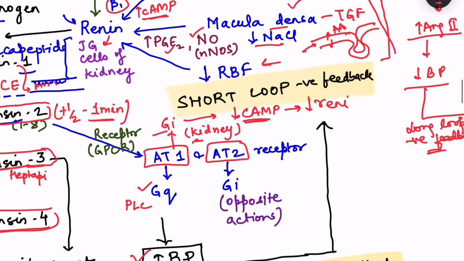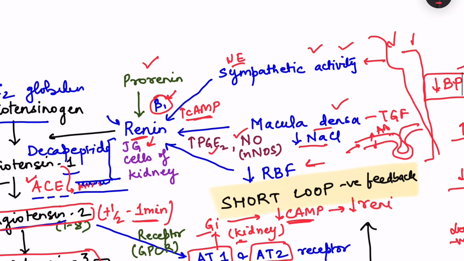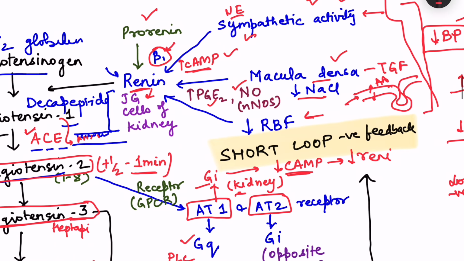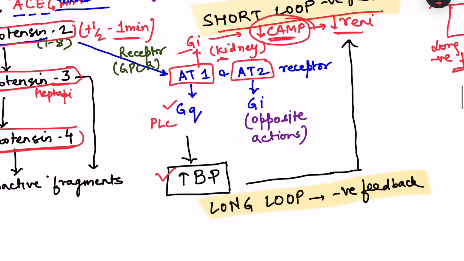Okay, so what is the significance? See, we have seen here in renin that the sympathetic activity, by acting on the beta 1 receptors, causes increased cAMP. So this angiotensin 2, by decreasing cAMP, is going to decrease renin release. So this is known as short loop negative feedback. Long loop negative feedback, that is by its actions to increase the blood pressure, it is decreasing renin activity. Short loop negative feedback, just by its action on the AT1 receptors in the kidney, it is decreasing cAMP and causing decrease in the renin release.